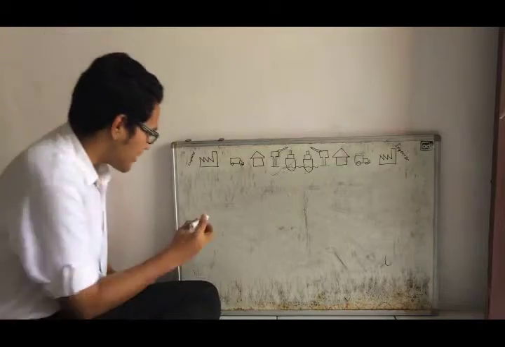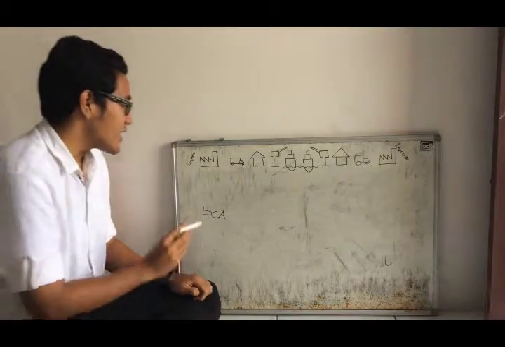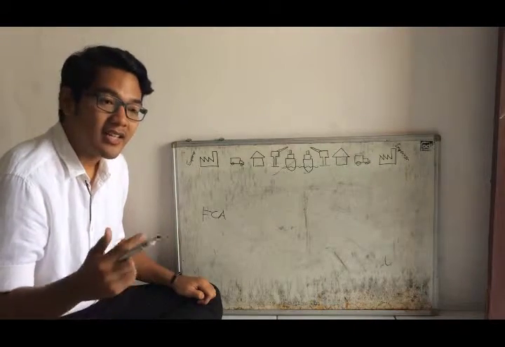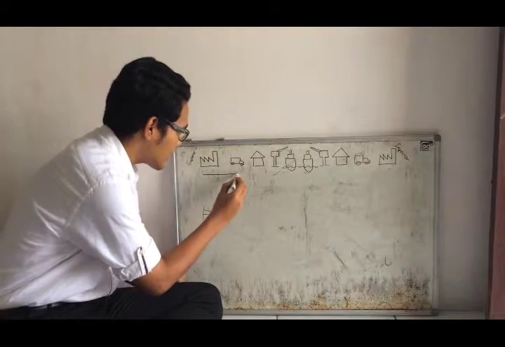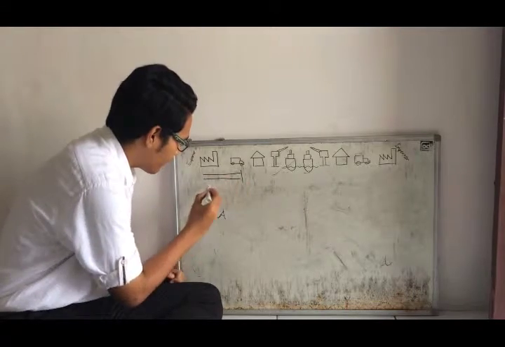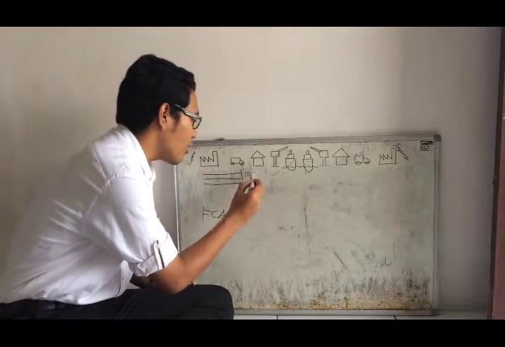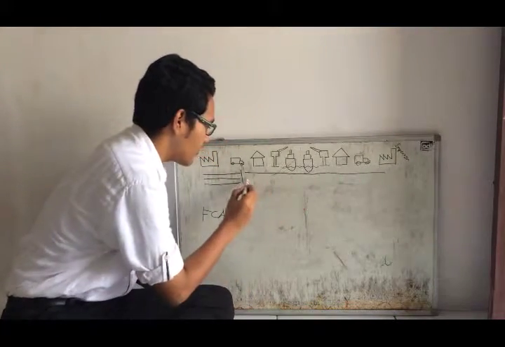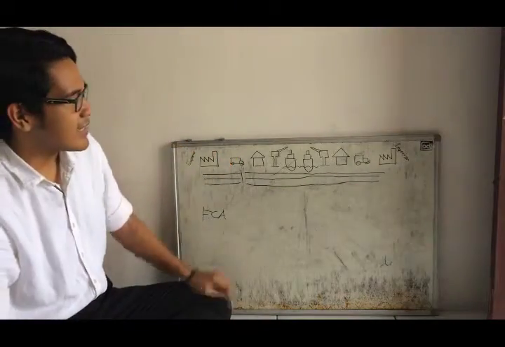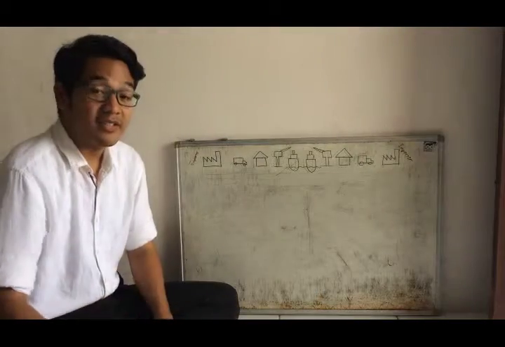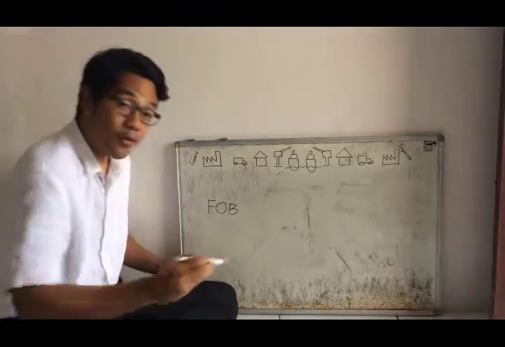The second Incoterms is FCA or free carrier. So the exporter has a responsibility, pays the cost and takes the risk from the exporter's warehouse until the carrier. And then after that, the importer will take all of the cost, all of the risk, and all of the responsibility until the importer's warehouse.